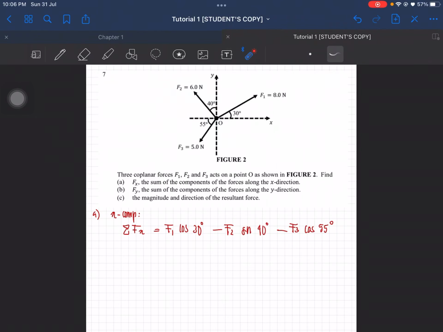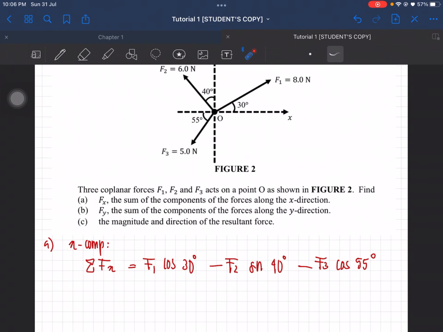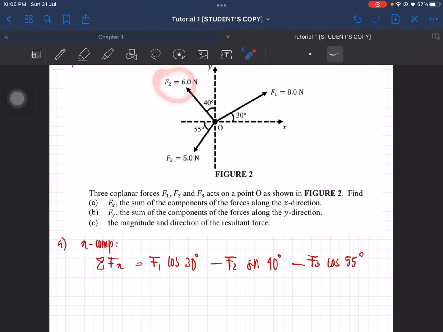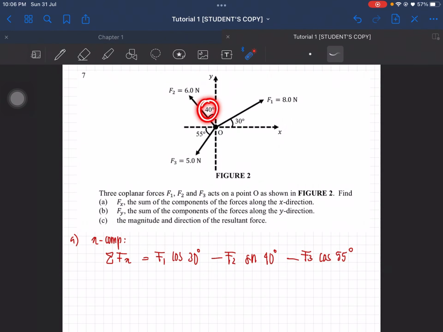Okay, so let me explain. F1 cos 30, I hope you are able to understand why it is cosine 30 degree. It is because the angle lies on this x-axis. And for force 2, why is it sine 40 degree? It is because this 40 degree is not on the x-axis, it is on the y-axis. And the same thing goes for this one.